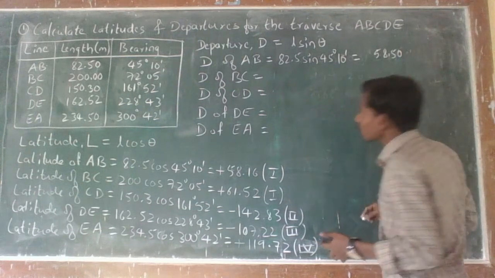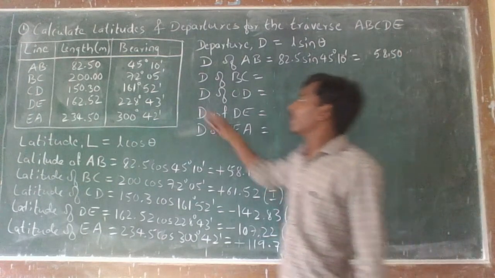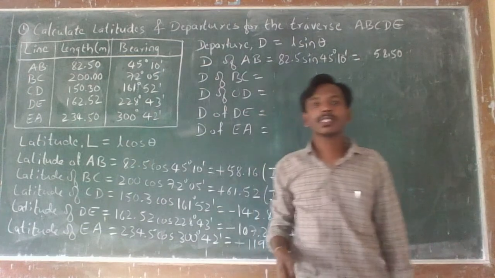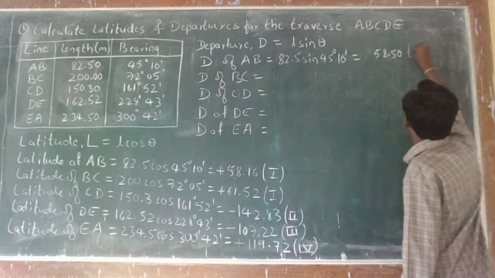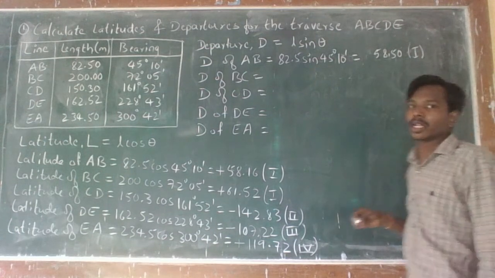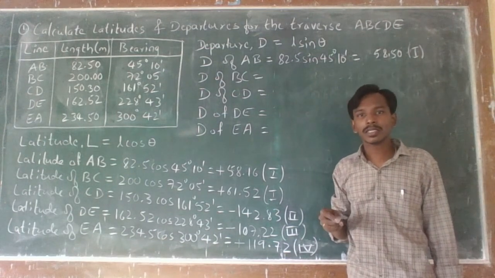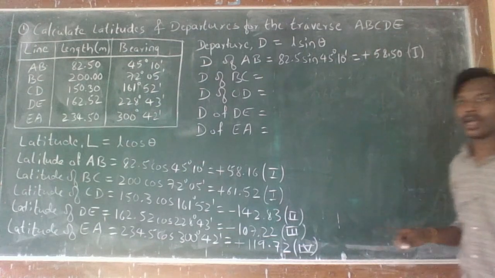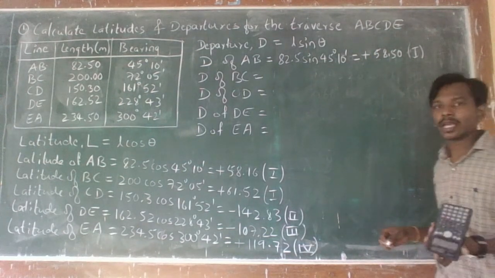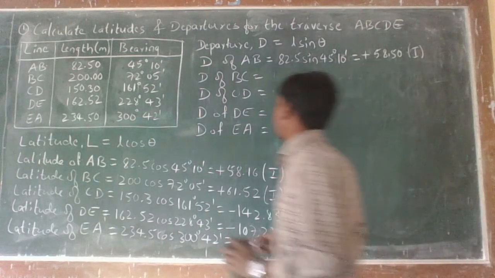58.50. Now see 45 degrees. So the 45 degrees will be in first quadrant. So write first quadrant. Always in the first quadrant the departure will be towards east. So write plus sign. And even in the calculator you will get the value in plus 1.